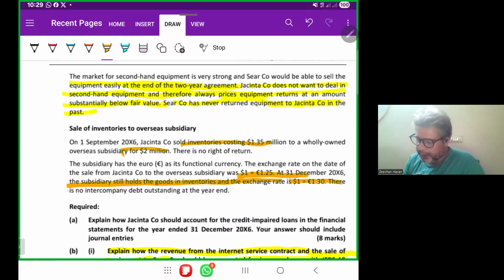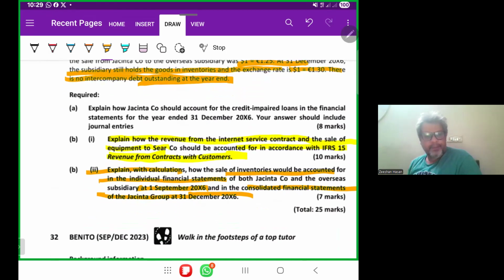There is no intercompany debt outstanding at the year end, and we have to explain with calculations how the sale of inventories would be accounted for in the individual financial statements of both Jacinta Co. and the overseas subsidiary at 1st September 2006, and in the consolidated financial statements of Jacinta.